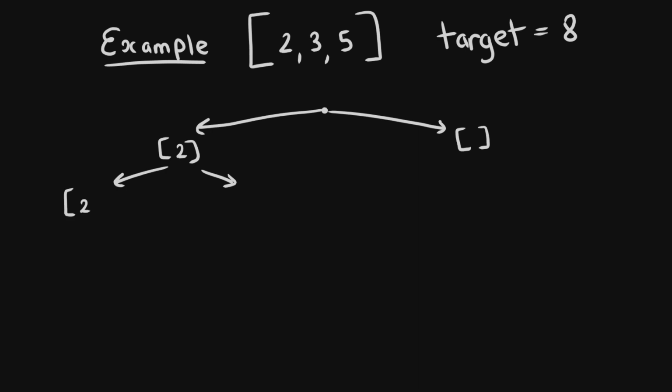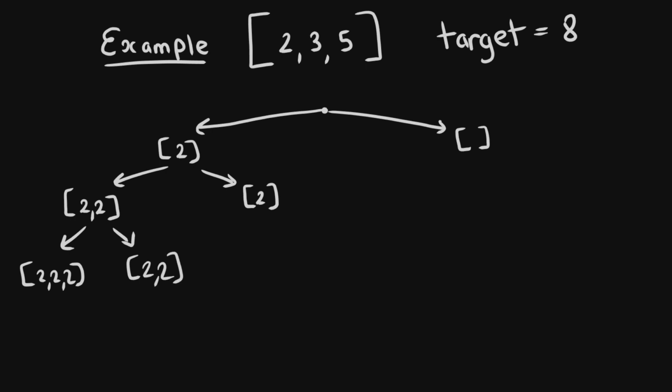So the left will be another 2 appended in the list, and here we'll just take this root value from this branch. Then what we can do is we can keep continuing this. So this is still less than the target, so we have 2, 2, 2, and then we take this value here, which is 2, 2. Then finally, we can basically get a value of 8.